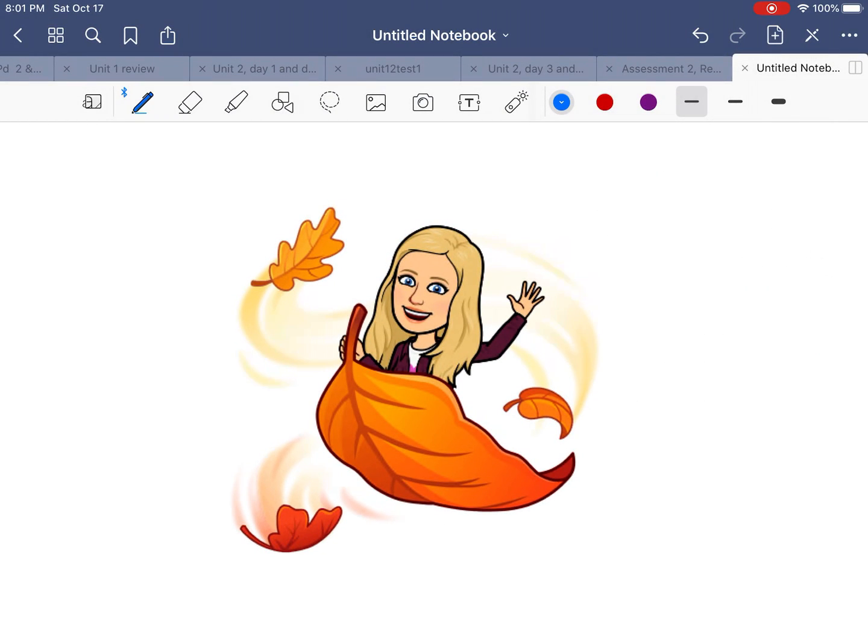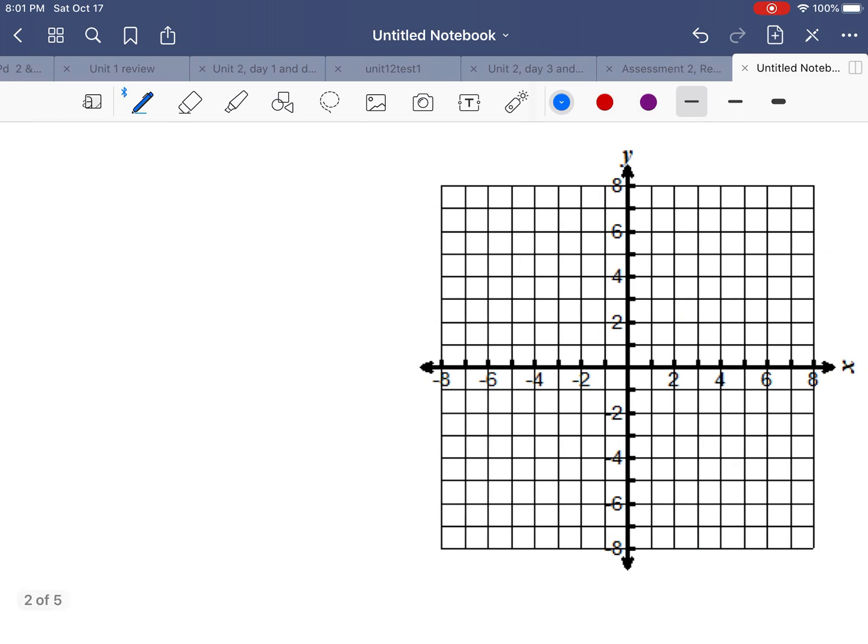All right, hello there. So today we're going to talk about rational functions. Rational functions, remember, are functions that have a fraction. A rational expression is something with a fraction. So let's write our title down. We are in Unit 2, and we're talking about graphs of rational functions.